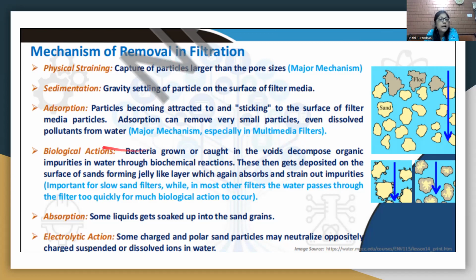Also, apart from that, biological action, that is in between the filter media there will be organisms which are going to catch the particles and decompose them. In this form it is going to remove the particles from water. Absorption is also happening, electrolytic action is also happening.